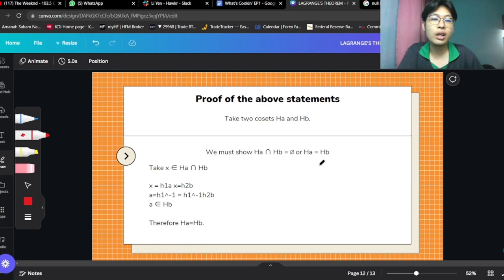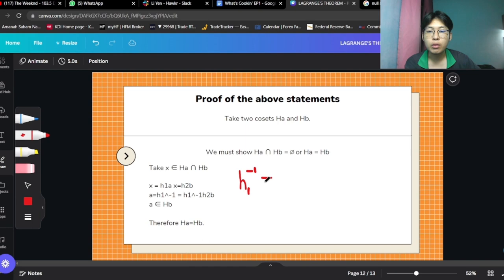In this case, we can say that Ha intersect Hb is not a null set because there is an overlap. Therefore, let's prove that Ha is equal to Hb. So x equals h1a and x equals h2b. Then I proceed to the next step where I say a is equal to h1 inverse x, which equals h1 inverse h2b. Oh, sorry, for x here.